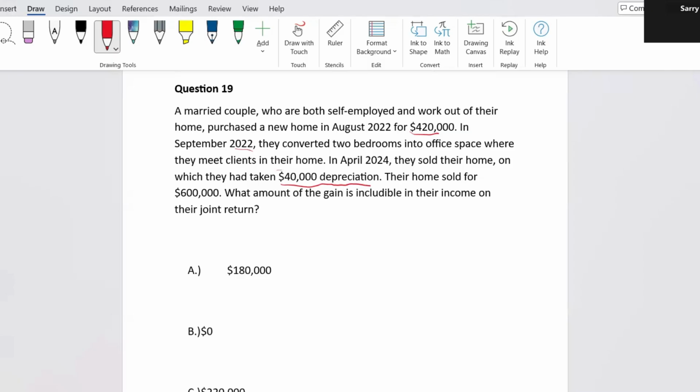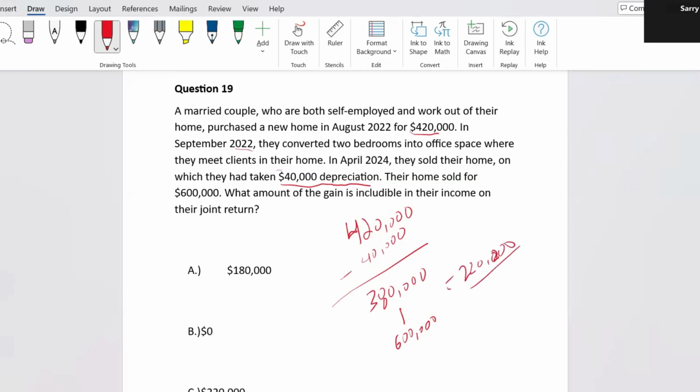So the first thing we do is we just calculate this as a normal business transaction. They bought something for $420,000. That's their basis. And what do we know about depreciation is that it reduces basis. So if you bought something for $420,000 and took $40,000 in depreciation, your basis now has been reduced to $380,000. And then they sold it for $600,000, which means there's a gain of $220,000. We would just hold on this, but that would be the correct answer right here, option C, $220,000 as the gain.